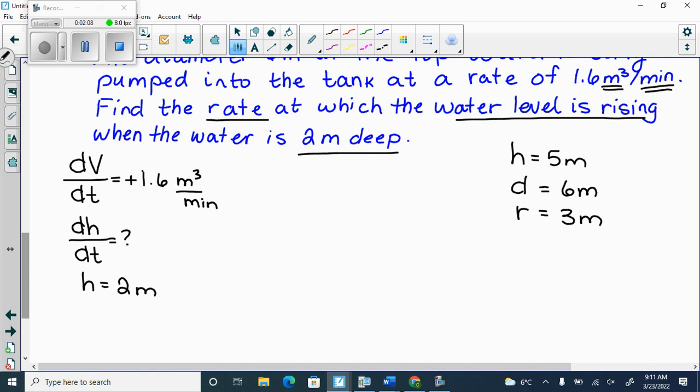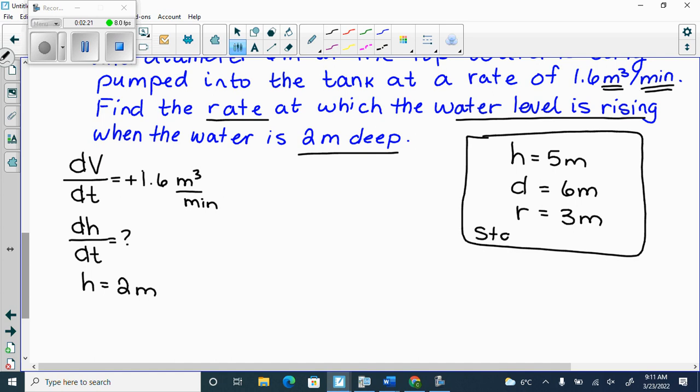Okay? So I separated them into information that's changing and information that's staying always the same. So this is staying the same over here. Why is it staying the same? Because that's the measurements of the cone, right? That's what it is. All right.